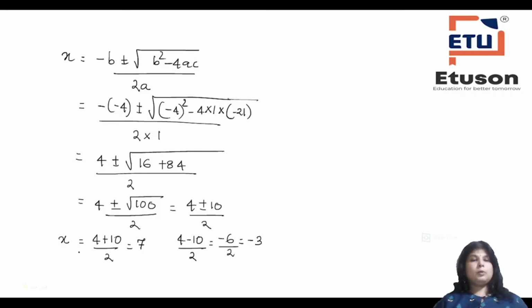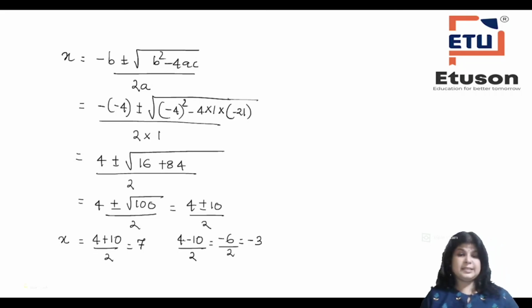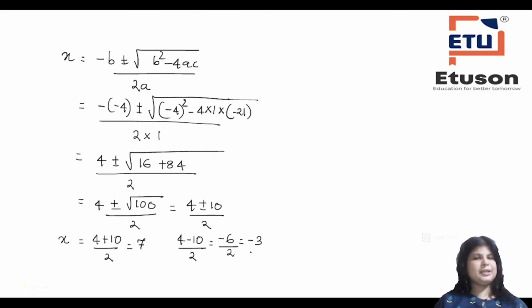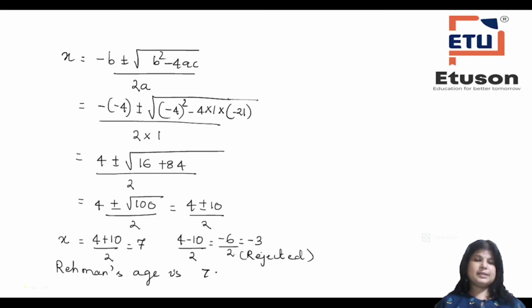Now what is x? x is Rahman's age. Age can be negative? It cannot be, right? So this value of x is rejected. So what is Rahman's age then? So Rahman's age is 7 years. Correct, children? Hope you have understood the problem.